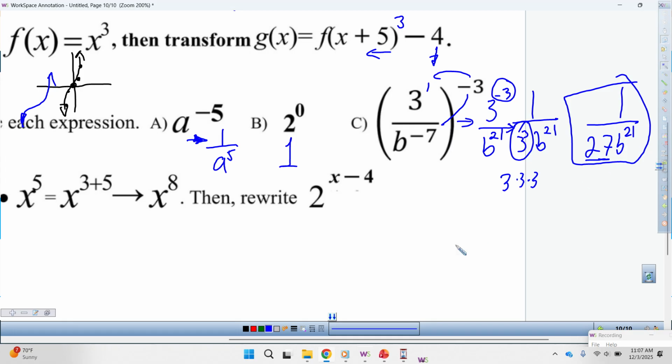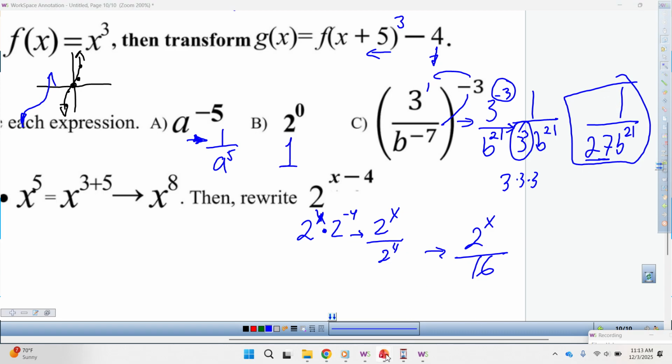And last but not least, number 4. Pass on one of you. Gio. 2 to the x over 16. Hands if you got that. That is correct, because this becomes 2 to the x times 2 to the negative 4. That is 2 to the x. Bring this to the denominator, 2 to the 4th, and that becomes that. All right, pretty good. Thank you, guys.